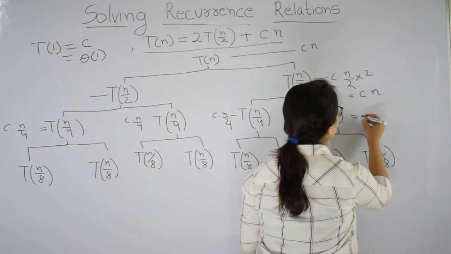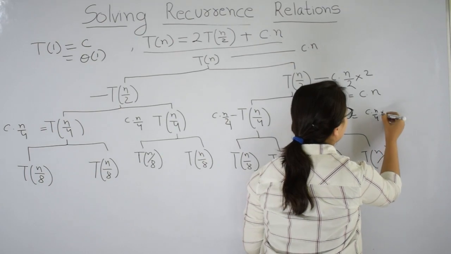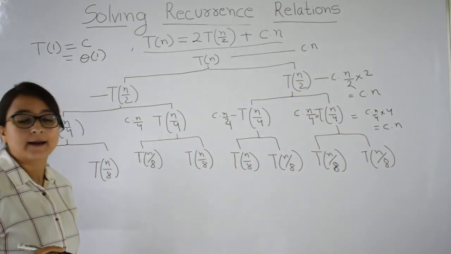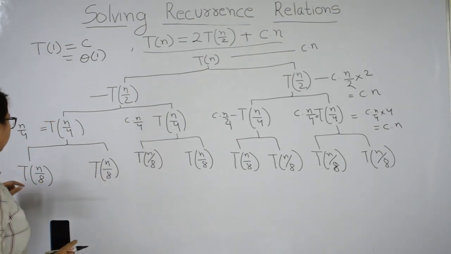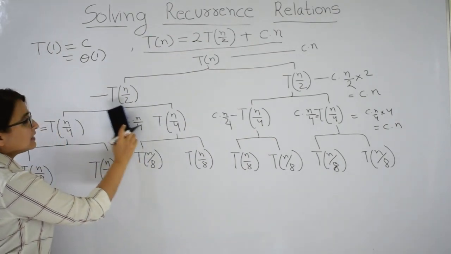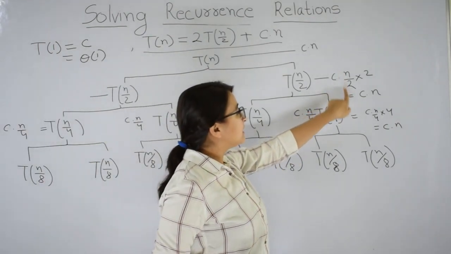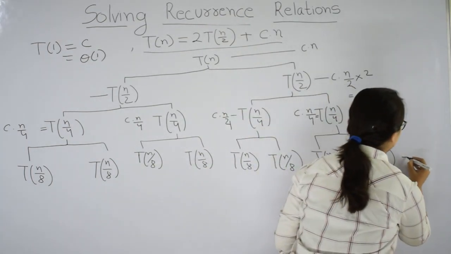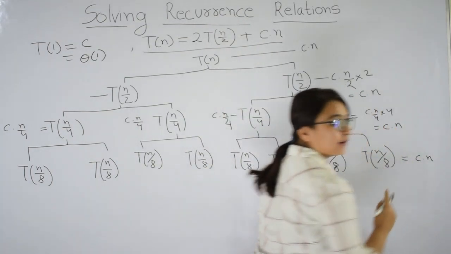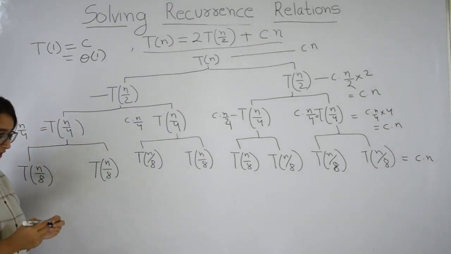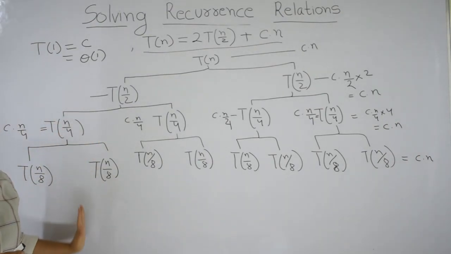So this can be written as C into n by 4 into 4, which is again equal to C into n. So similarly, at this level it is Cn. At this level also it is Cn by 2 into 2, which is Cn, again Cn, again Cn. Here also you will get C into n. So now the question is how deep we could go, right?